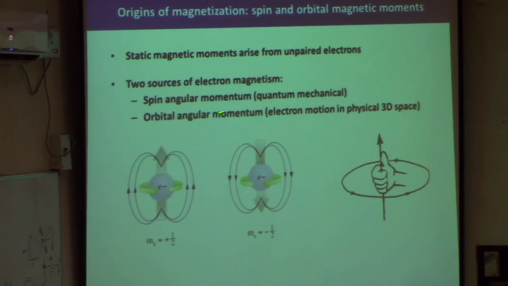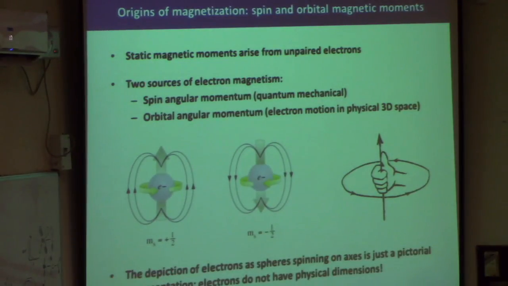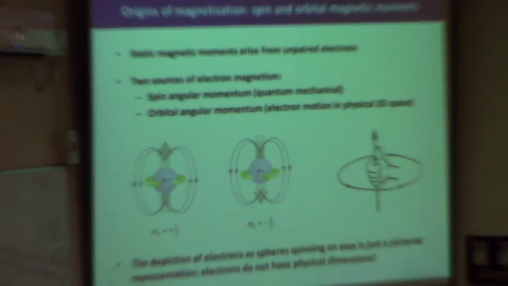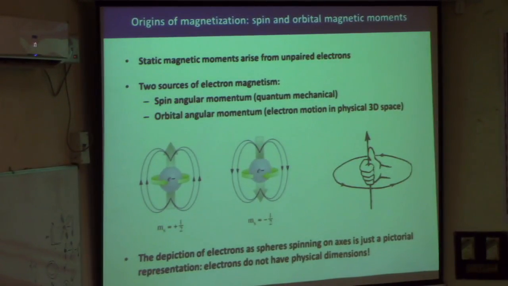Then of course we have the orbital contribution, which corresponds to electron motion in physical 3D space, which if you wish you can regard as electrons moving between orbitals, which we definitely already talked about. This is a very convenient representation. It's worthwhile pointing out, just in passing, something that hopefully you know already. You need to get away from this idea of an electron being a dot that spins around a particular point. It's just a convenient pictorial representation. Electrons don't actually have physical dimensions, but this is just one way of getting it across.